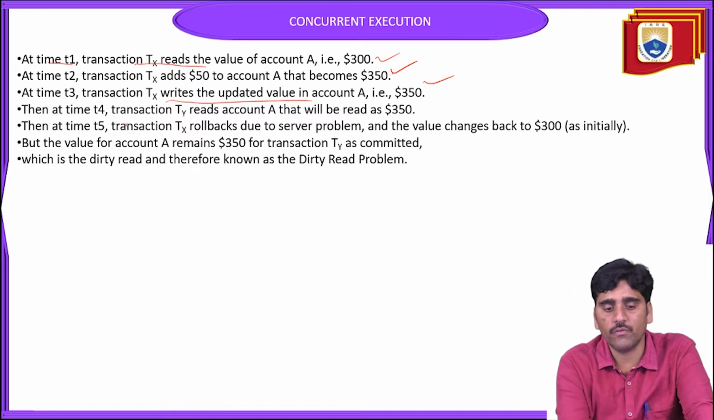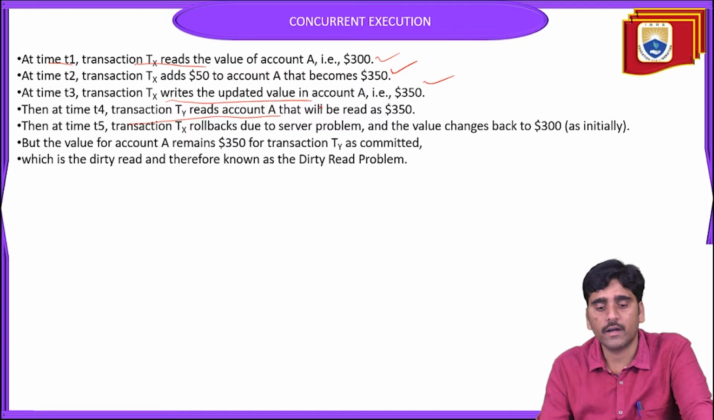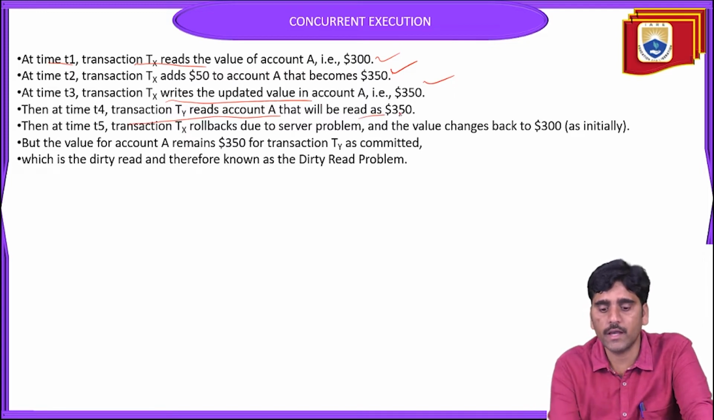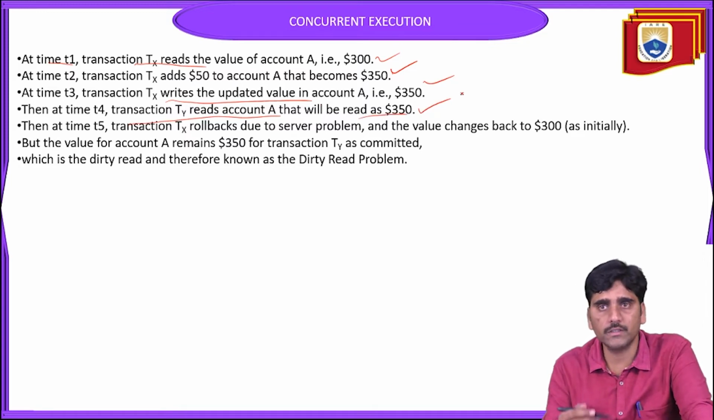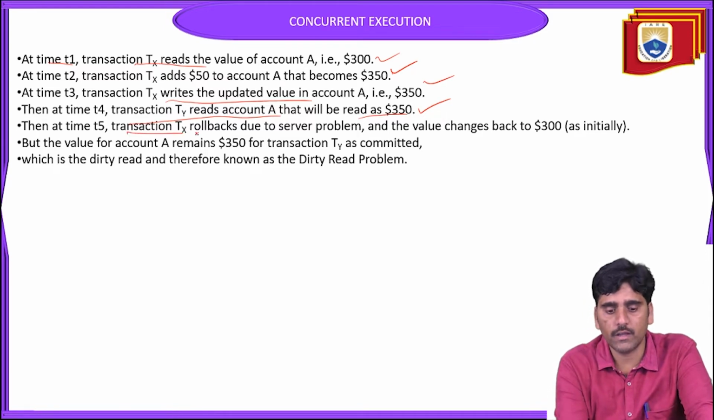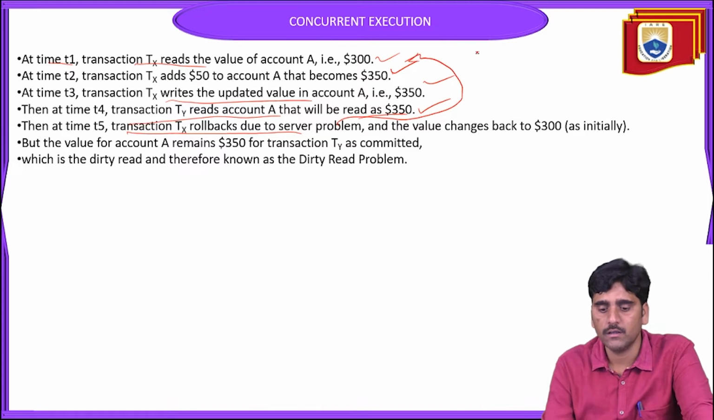At time t4, transaction Y reads account A, and it will be read as 350. The account is updated, 50 rupees are added, and the read value is 350. At time t5, it rolls back due to a server problem, and the value changes back to the initial 300.